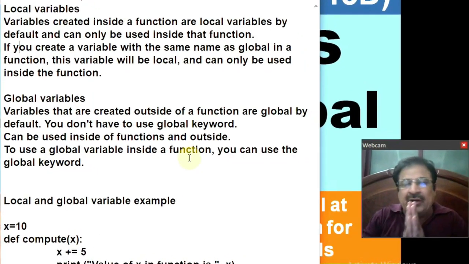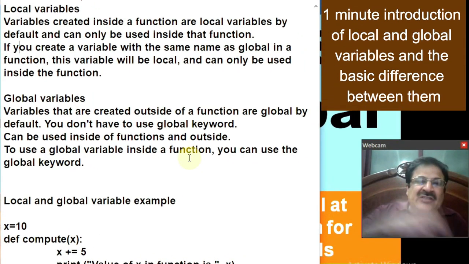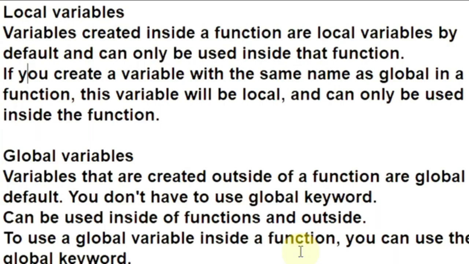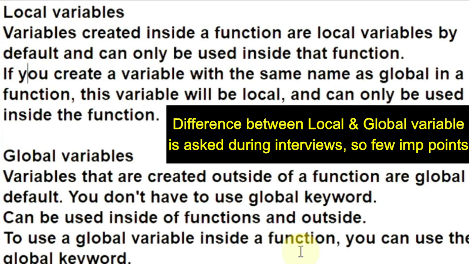See, by the name only it is very clear that the variable which is defined within a function is called a local variable. What it means is that the changes made by the function to that local variable will be visible inside that function only.